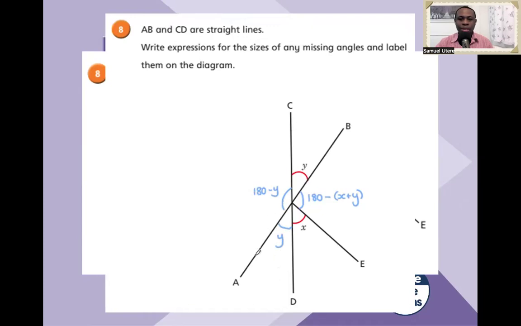Now, we see the line AB. To get this angle, we have to subtract. You can see they are adjacent angles. We subtract y from 180 degrees. And that is the expression.